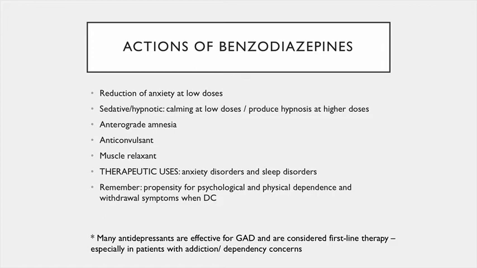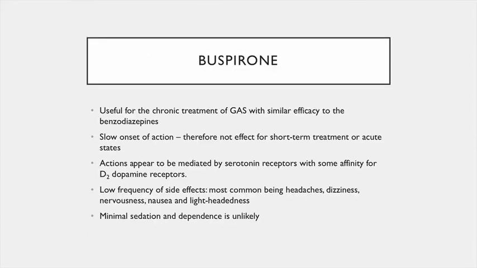And I just mentioned that in light of this dependence situation, many antidepressants, which are effective also for generalized anxiety, specifically the selective serotonin reuptake inhibitors, are probably going to be considered first-line therapy, especially if we have any concerns at all about addiction or dependency with our patients. Okay, so I want to talk about this sort of unique drug called buspirone.